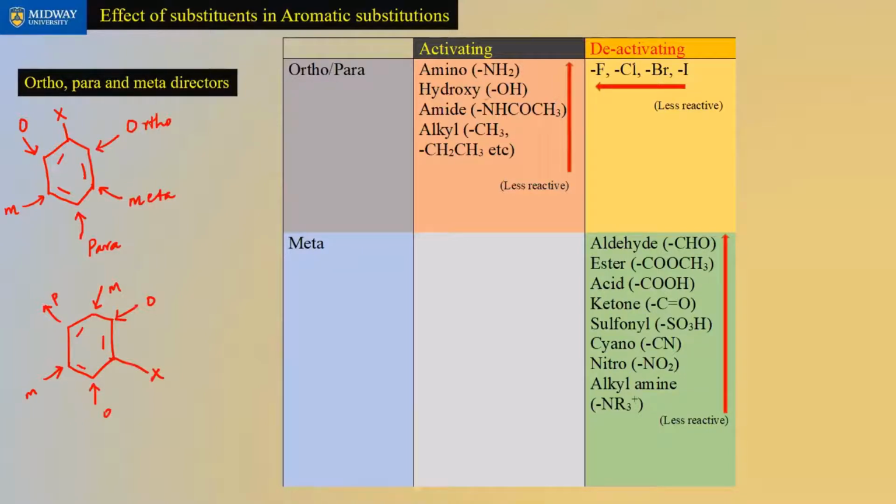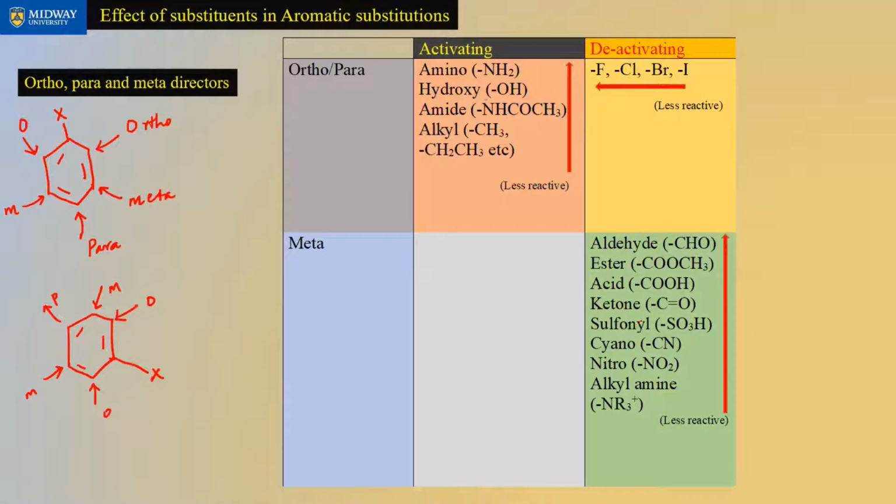Okay, if one of these groups is present in place of an X, then again the incoming group can only go to an ortho or para position. Okay, and say if one of these groups is present, whether it's an aldehyde, ester, acid, ketone, or one of these groups is present already on the ring, then the incoming electrophile can only go to the meta position.